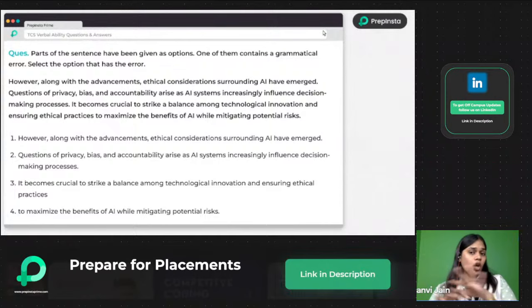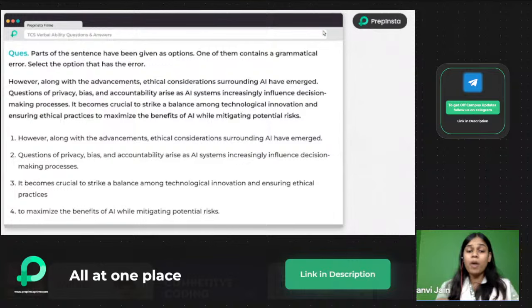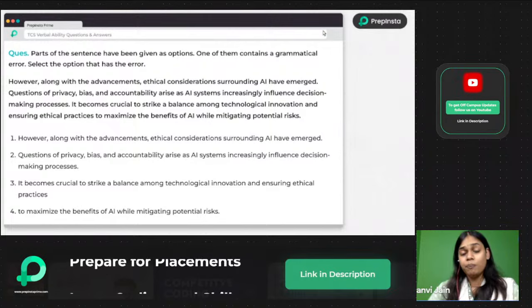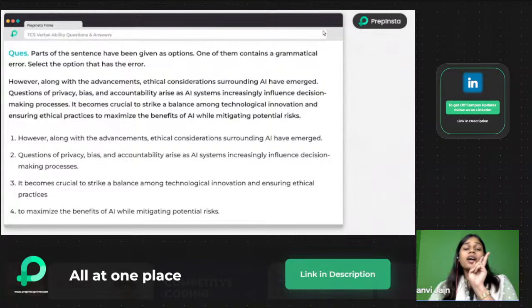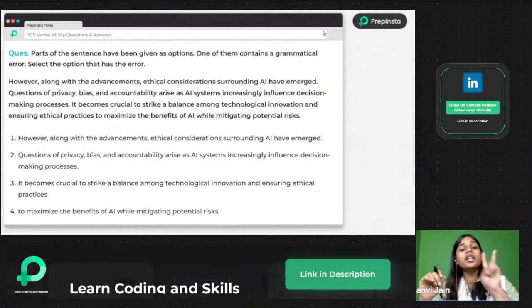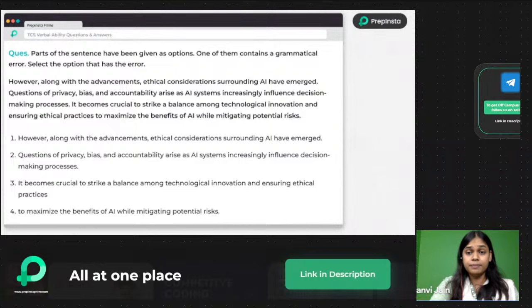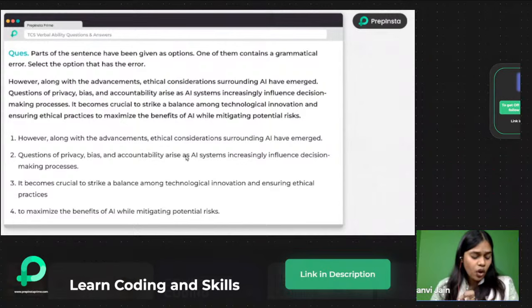All right. Next sentence. It becomes crucial to strike a balance among technical innovation and ensuring ethical practices. Now, the error lies in this sentence. And what is the error? There are 2 elements that we are considering right over here. Those 2 elements are, number 1, technical innovation, and number 2, ethical practices. When there are only 2 subjects to be balanced, we do not use the conjunction among. We only use the conjunction between. So instead of using among, we use between.